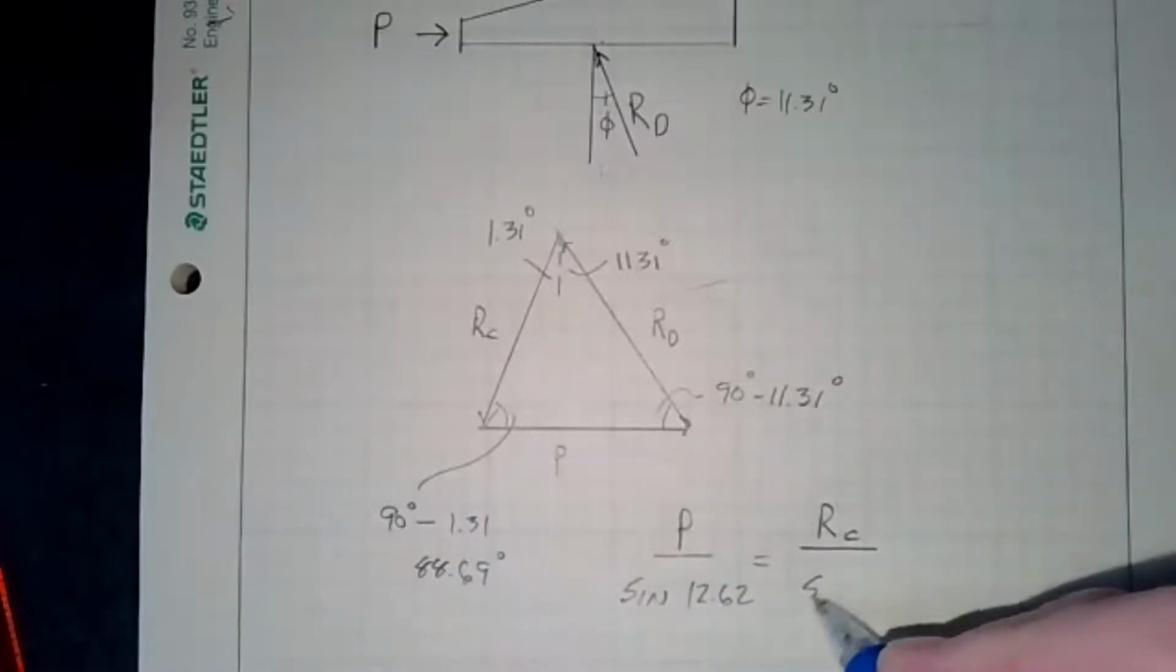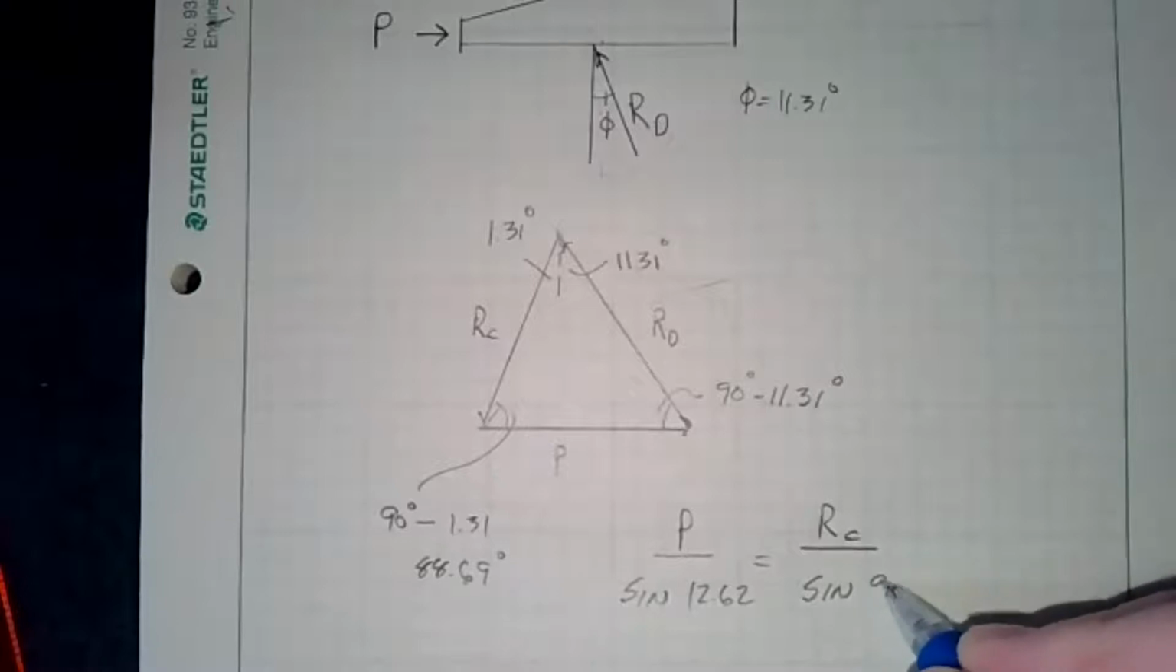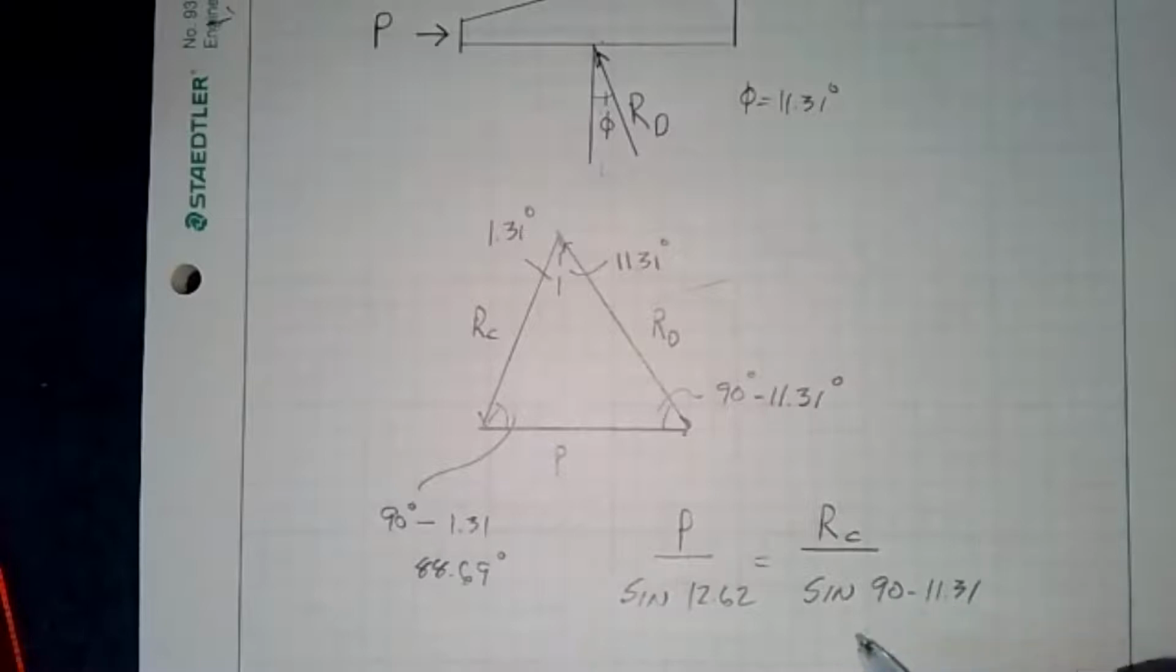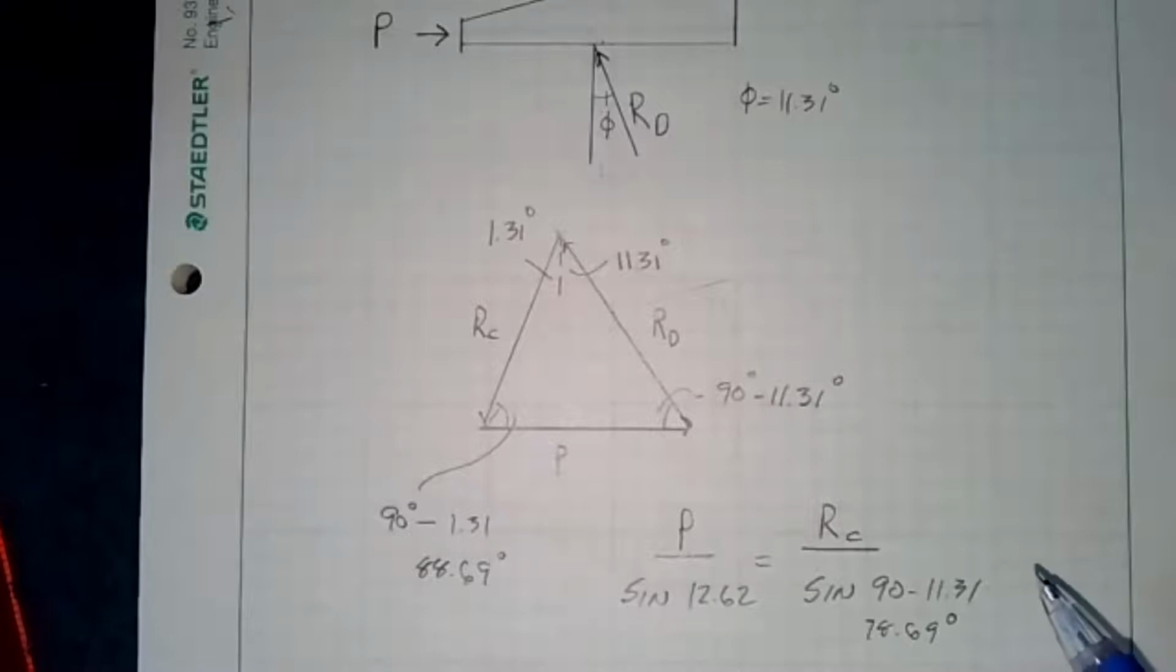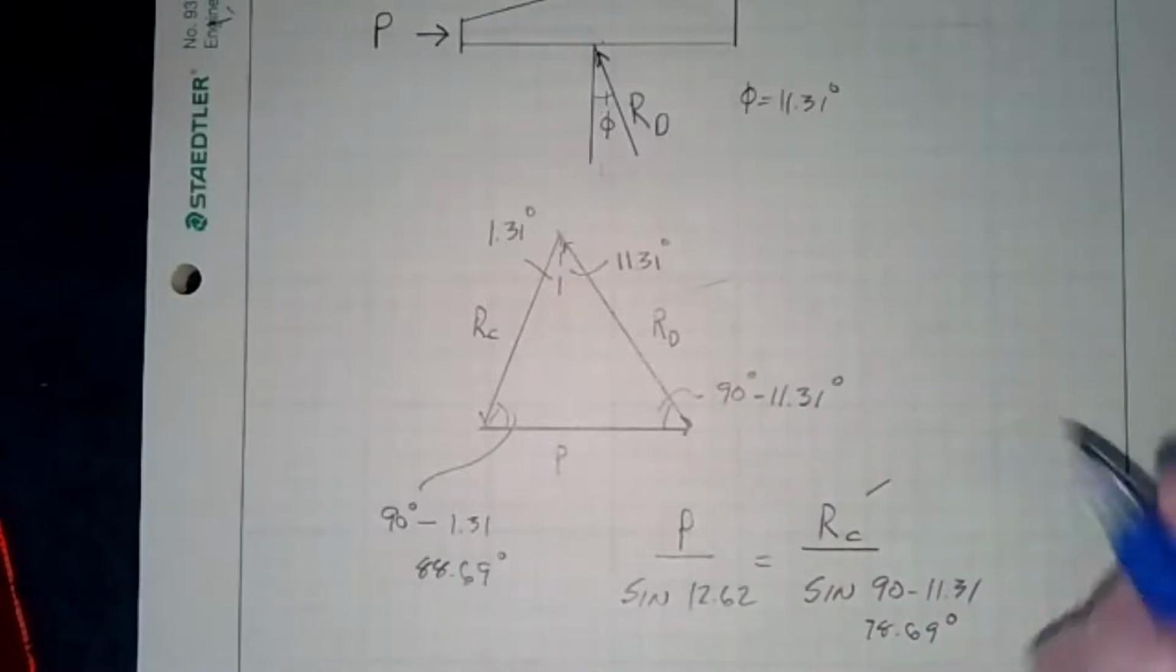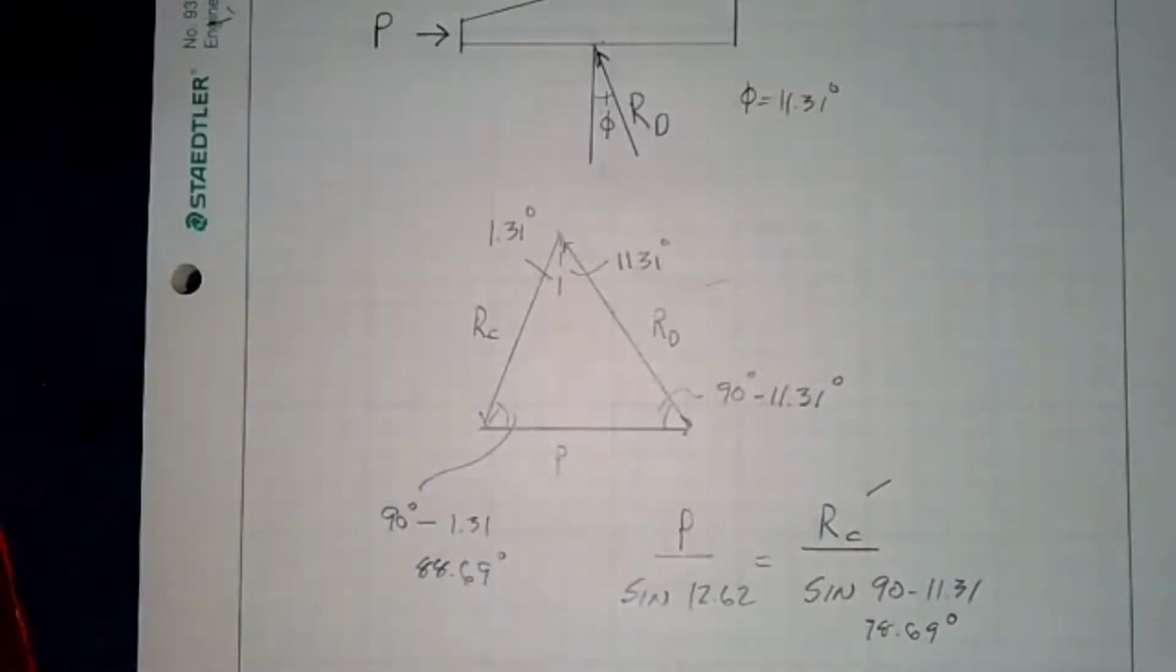It's just that the effect on P is not changed. So that's going to be sine of 90 minus 11.31, which was what, 78.69 degrees. And so if we plug in our RC, then we still have the same value. And the difference now is we end up with a much smaller P.